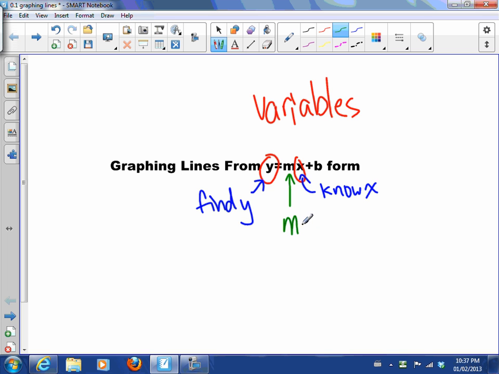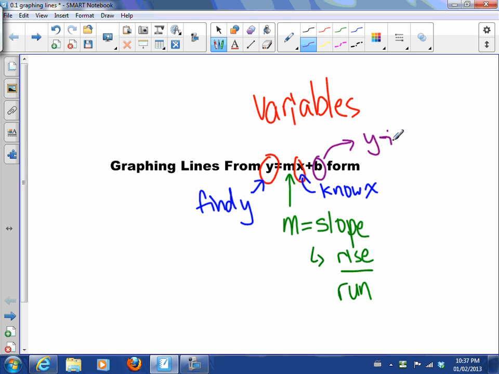So the m tells us the slope of a line, and that's usually in the form of rise over run. The b is what we call the y-intercept, and it's literally the y-intercept. It's where a line intercepts the y-axis. So I just want to use that, and I want to graph a couple of lines.